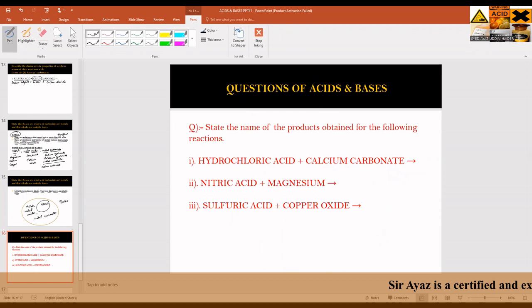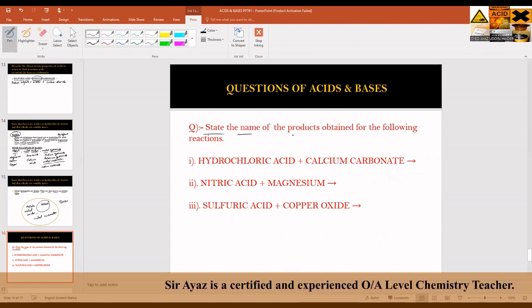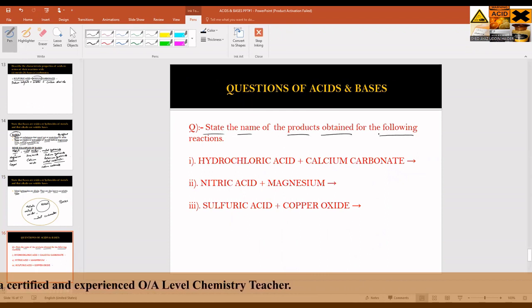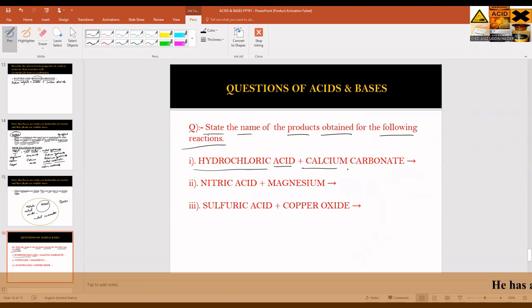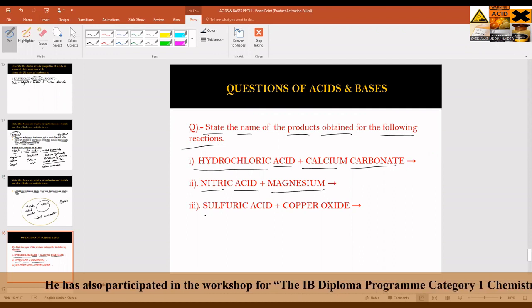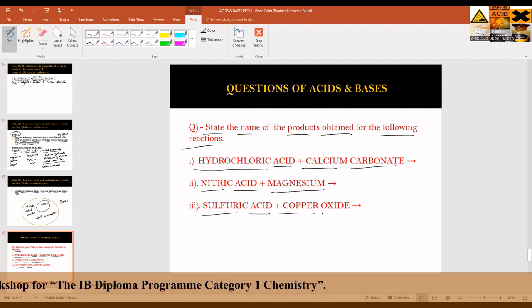Here's a question for you. State the name of the products obtained for the following reactions. Number 1, hydrochloric acid plus calcium carbonate. Number 2, nitric acid plus magnesium. Number 3, sulfuric acid plus copper oxide.